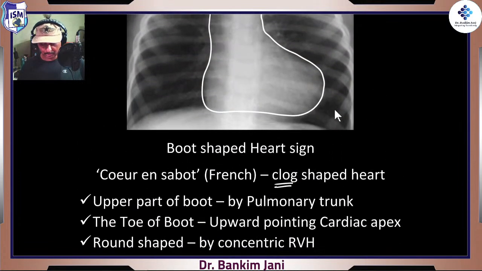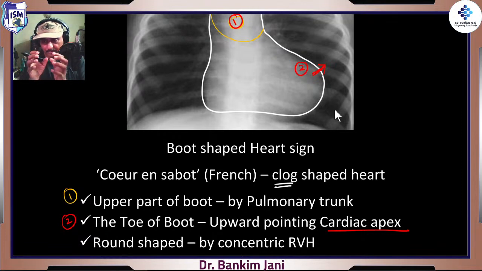Now how does this clog or this boot actually develop? See, it has three components. One, the upper part, is by the pulmonary trunk. The second portion, the toe of the boot, this toe, is by the upward pointing cardiac apex. What happens is that when it enlarges, right?